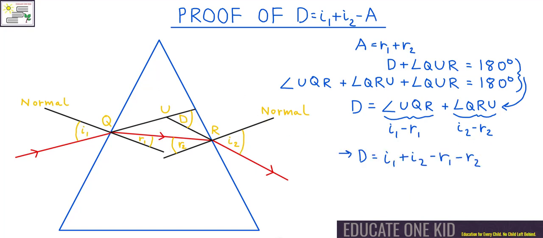So if we put those together, if we just replace these with I1 minus R1 and I2 minus R2, we get that D is equal to I1 plus I2 minus R1 minus R2. But this is just the same as D is equal to I1 plus I2 minus A. Remember, as we set up, you are told that A is equal to R1 plus R2. That's what we mean by A. So you see we've proved this statement that D is equal to I1 plus I2 minus A. Hope you found this useful.